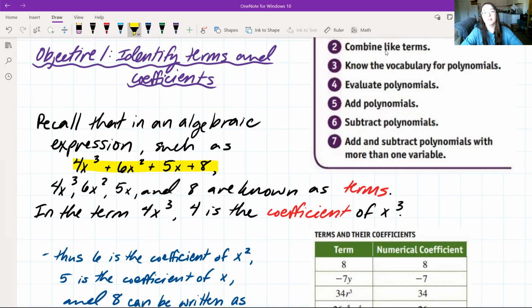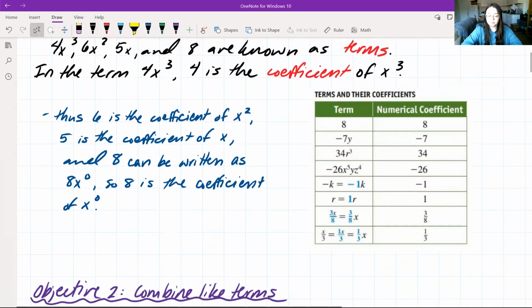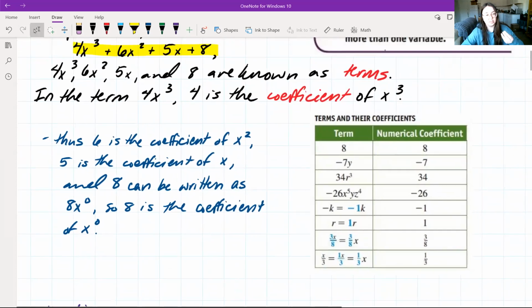It's something that we call them normally when we have discussion sections and things like that. So we know them as terms, and in the term 4x cubed, 4 is the coefficient of x. So whatever that number is that's being multiplied by our variable, we know those are our coefficients. So using this, we know that 6 would be the coefficient of x squared, 5 would be the coefficient of x, and 8 can be written as 8x to the power of 0, so 8 would also be the coefficient of x to the power of 0.